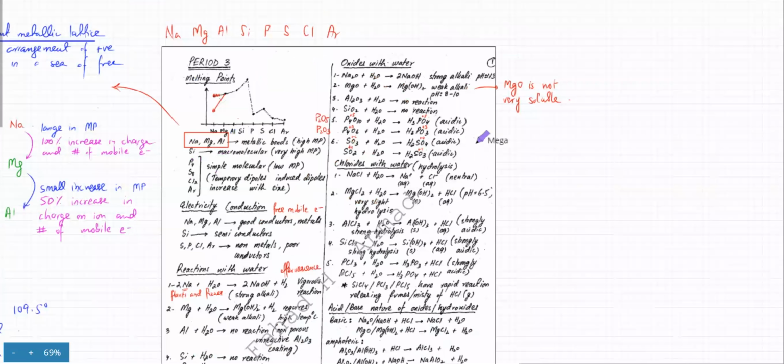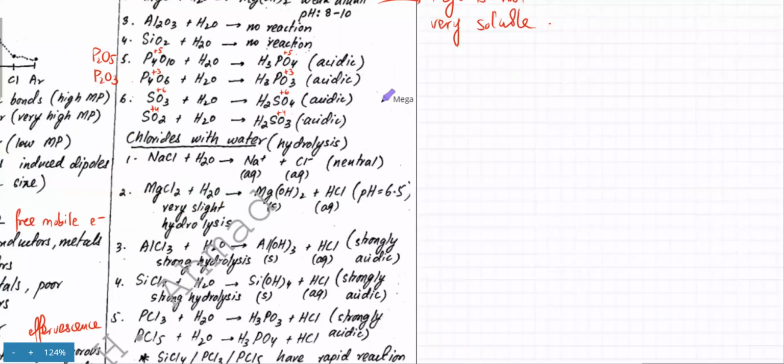So we did up till the reaction of oxides with water. Now we start the reaction of chlorides with water, and this is known as hydrolysis. I think I did briefly cover this in the past paper class, but I'm going to do this again anyway. So now, the reaction of chlorides with water: if you have NaCl, remember, it only dissolves, nothing happens.